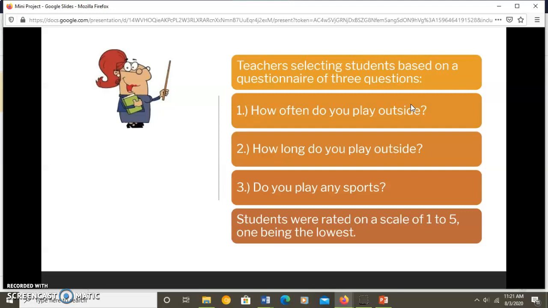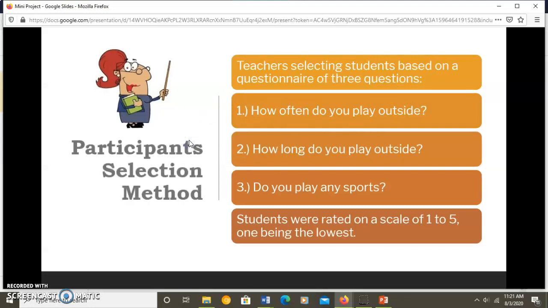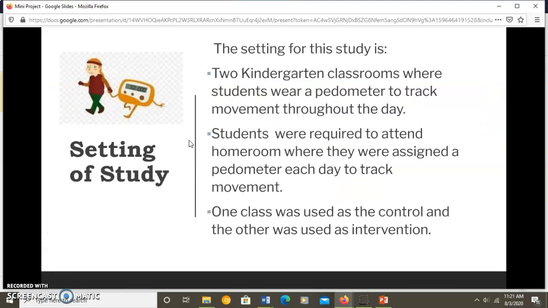And on the questionnaire, we asked, number 1, how often do you play outside? Number 2, how long do you play outside? Number 3, do you play any sports? And then students were rated on a scale of 1 to 5, 1 being the lowest. In addition to that, we also used teacher observation to select students who were frequently off task.